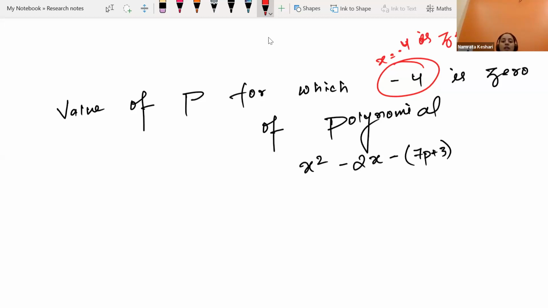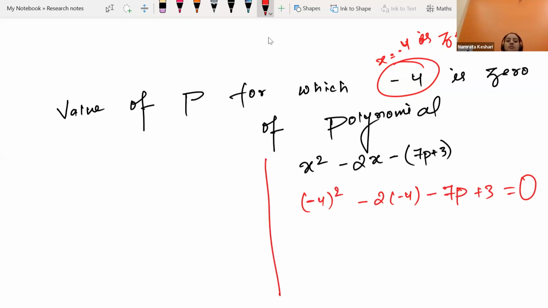So again we are having two options. Let's substitute this x value minus 4: 2 into minus 4, then minus 7p plus 3 is equal to 0. You can see that yes, we will be able to take out the value of p from here. Or the other way is to find the sum of the zeros and product of the zeros, and say that one of the values we already know, maybe alpha, is minus 4, plus beta. Other zero we don't have to find. We have to find the value of p.